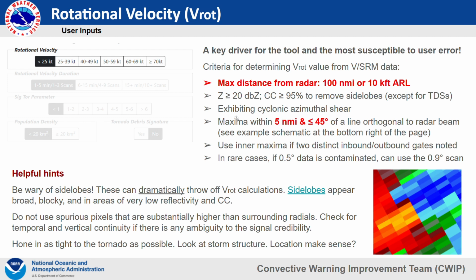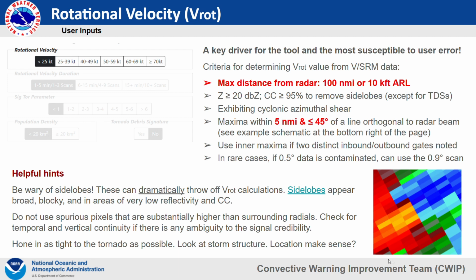The signature would have to exhibit cyclonic azimuthal shear, and the distance between the two maxima velocity values for ascertaining the VROT had to be within 5 nautical miles and equal to or less than 45 degrees of a line orthogonal to the radar beam.